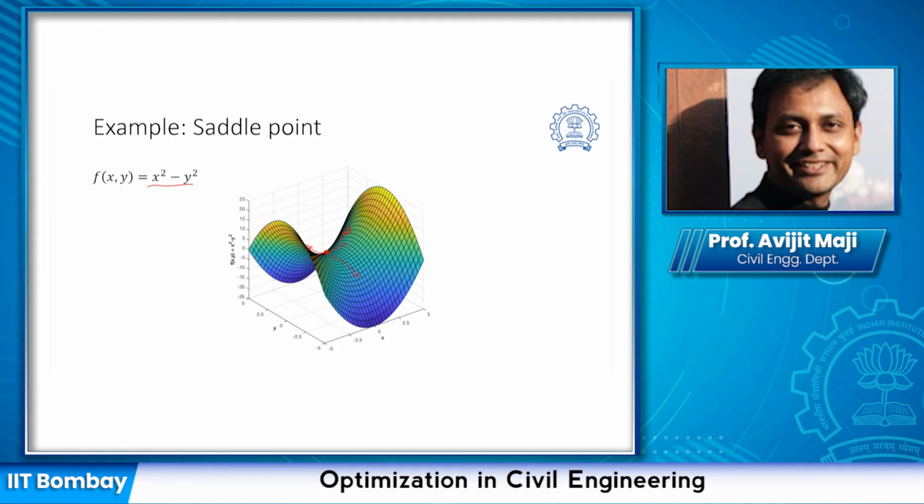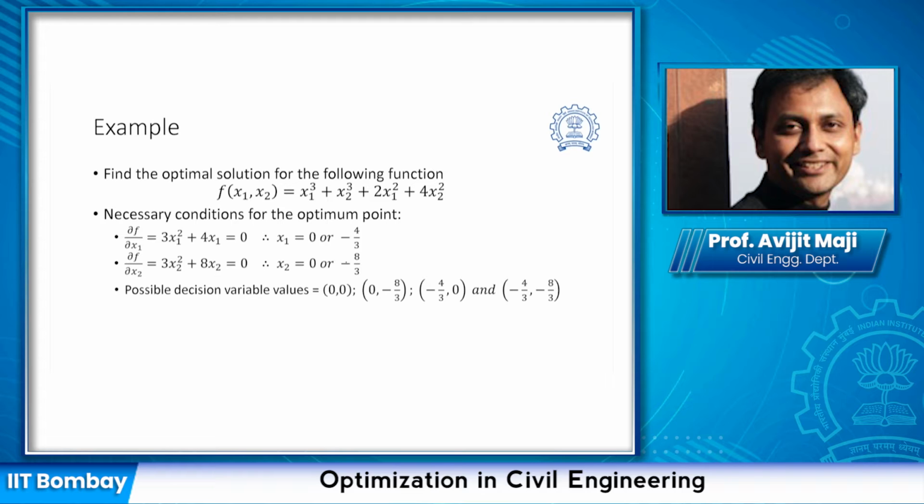Now let's look into one of the problems, how we can use the first order derivative and the second order derivative to find out the optimum point. In this example, we have two variables x1 and x2, and the function looks like this. We need to find out whether we have an optimal value at a certain point or not.